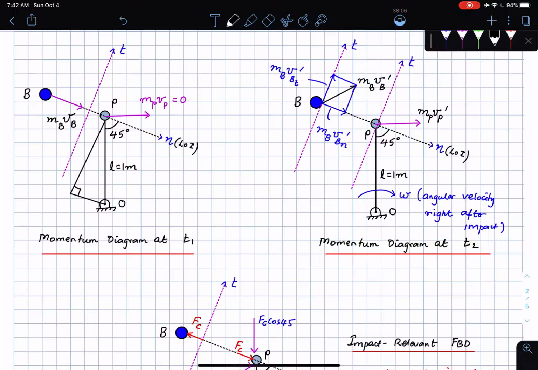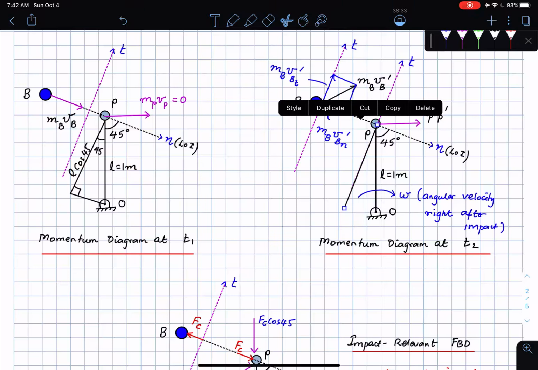If that is 45 degrees, this is also 45 degrees, which means that the length here is going to be L times cosine 45, and likewise here as well. So if I take this line here and extend this line, let me take that and put that down here.